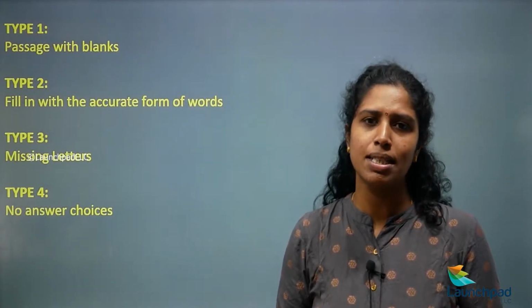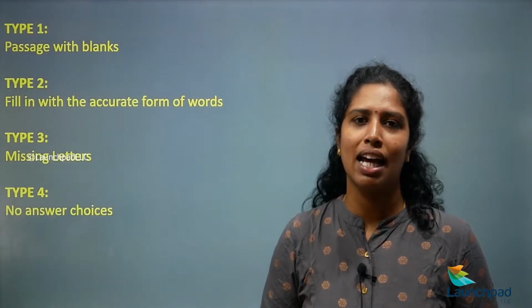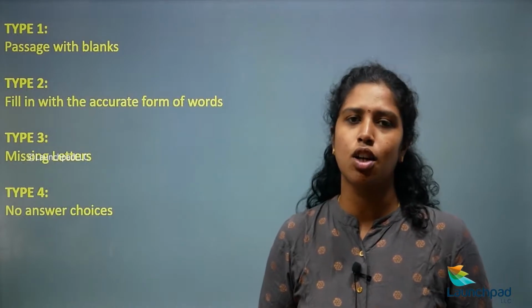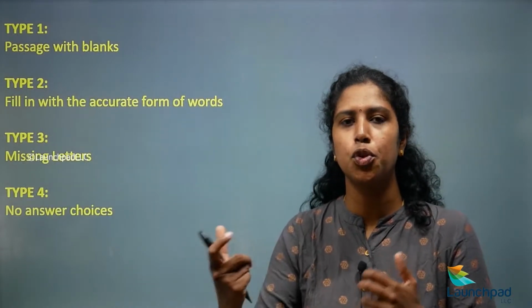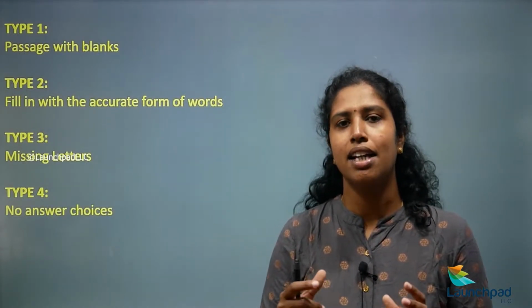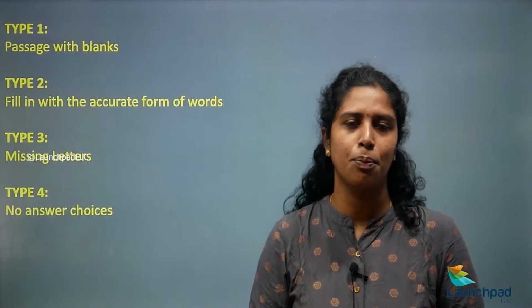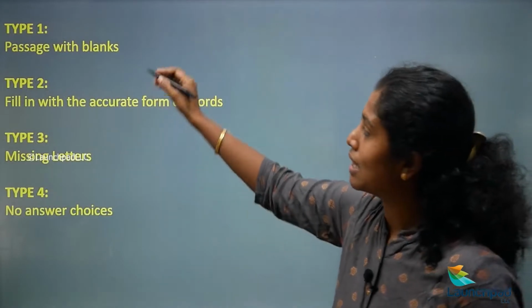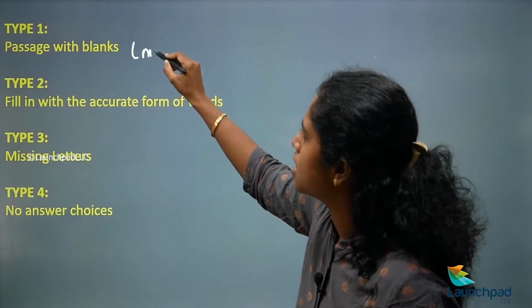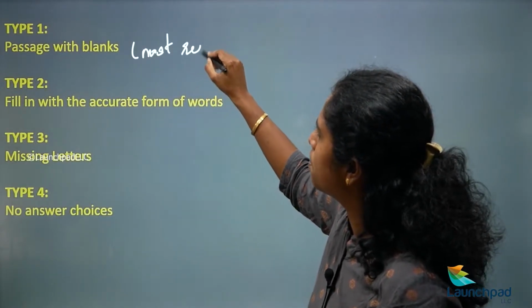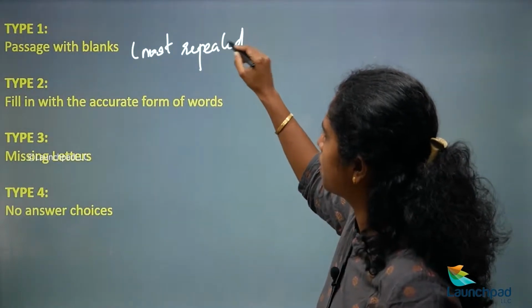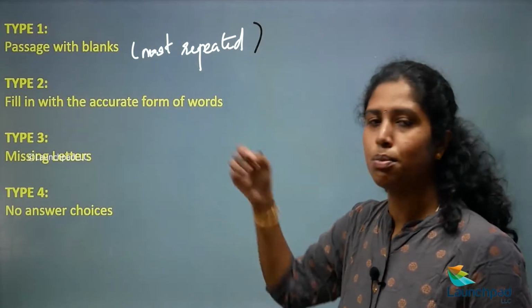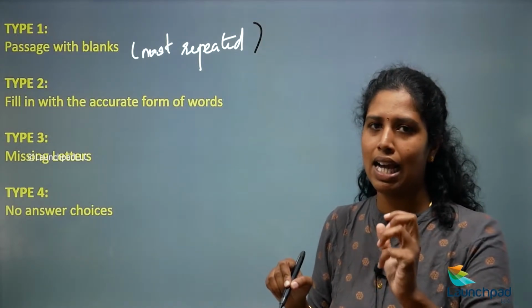What is passage with blanks? You will have a reading comprehension passage. In that passage, there might be a few blanks here and there, and what you need to do is fill them up with an appropriate word. So, that is your type 1, and this is your most repeated type. Before I move on to type 2, I would like to add a point here.